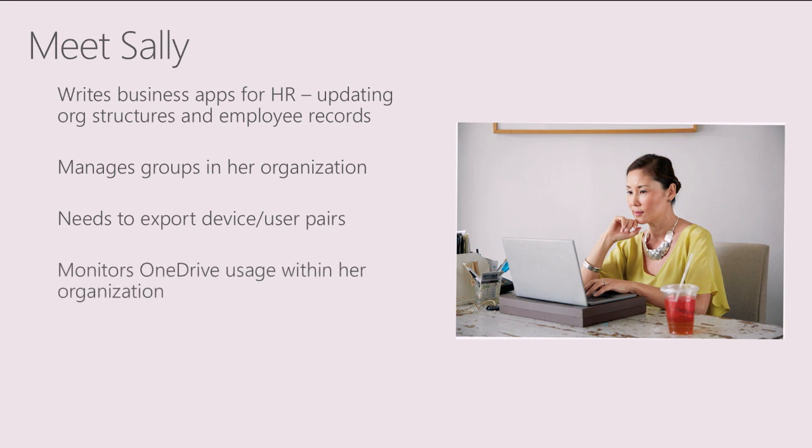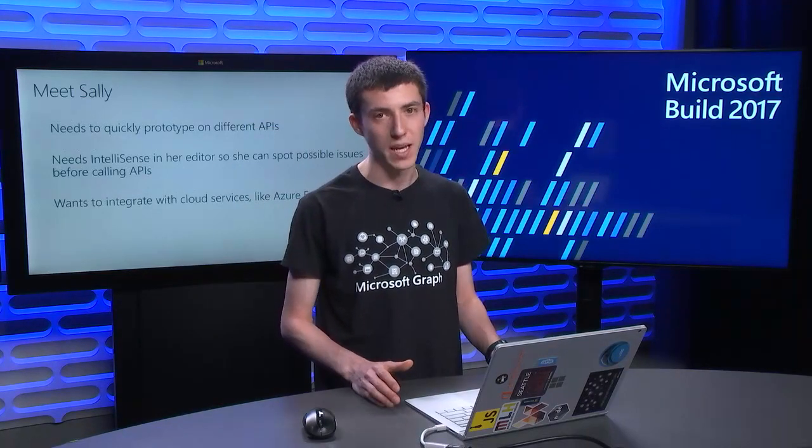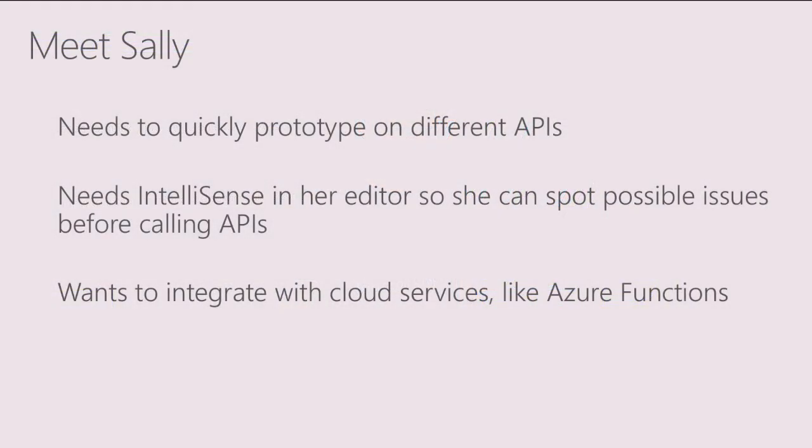Her applications also use OneDrive to figure out OneDrive usage within her organization. And she's also writing applications to validate employee data in Azure AD. She is writing incredible applications, all with the Microsoft Graph. So Sally needs to be able to quickly prototype on our different APIs. She wants IntelliSense because she wants to find mistakes in her code before she calls her APIs. And she wants to integrate with cloud services like Azure App Services or Azure Functions.